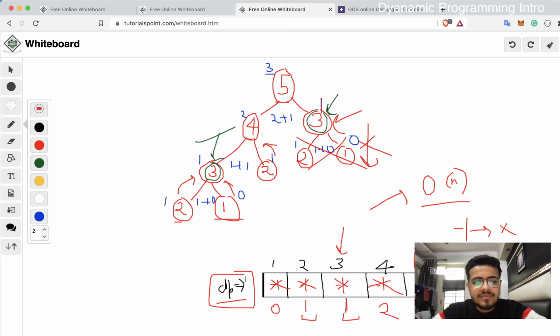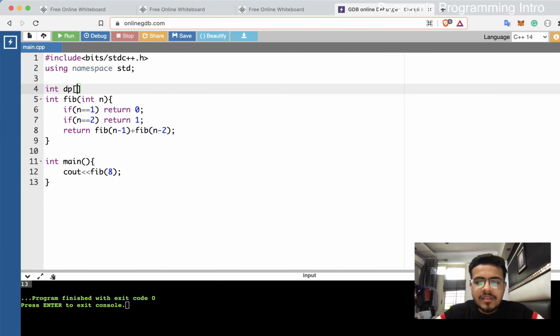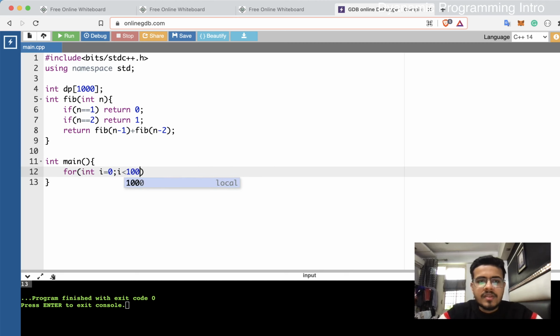Alright, so over here I'm going to make a DP array. Let us make a DP array of size 1000. I'm assuming that the maximum input I'm going to get is 1000 only. And like I told you, initially all the values in the DP array would be equal to -1. And what does -1 signify? -1 signifies that I haven't calculated the ith Fibonacci number before.